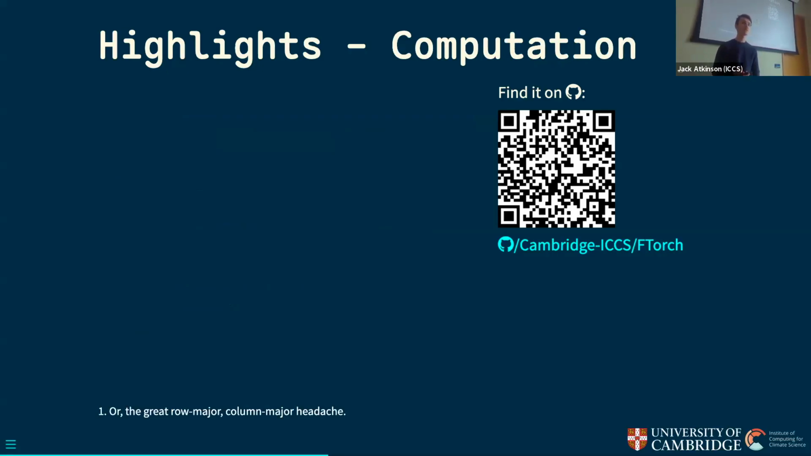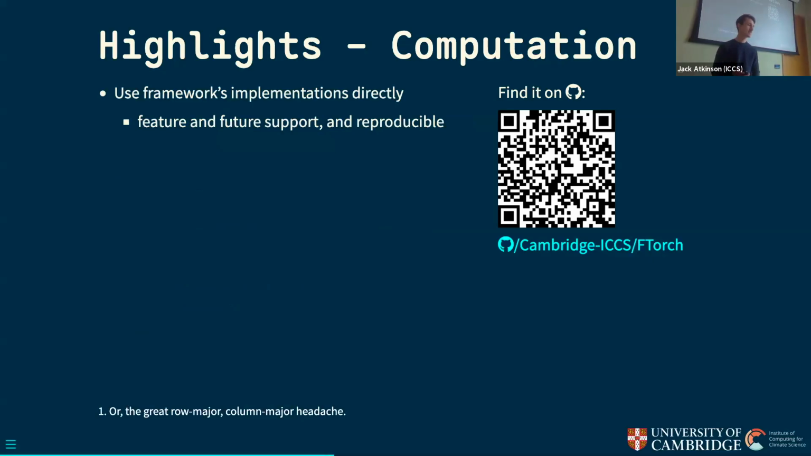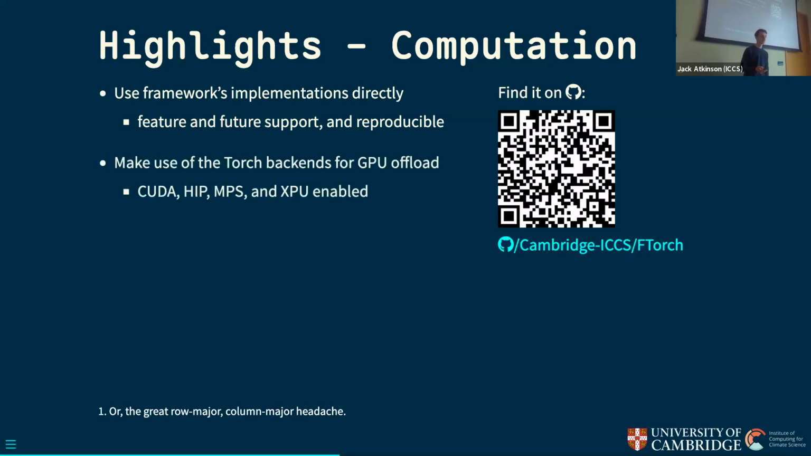I'm also going to talk about some highlights from the computation side of things. We are using the implementations from PyTorch directly, so the features and future support just come through naturally. We handle any updates to the API that might happen, although we're grateful that it doesn't happen too often. So long as you update your PyTorch, you can make use of any new features that come along, which is really nice. And you also get reproducibility through that.